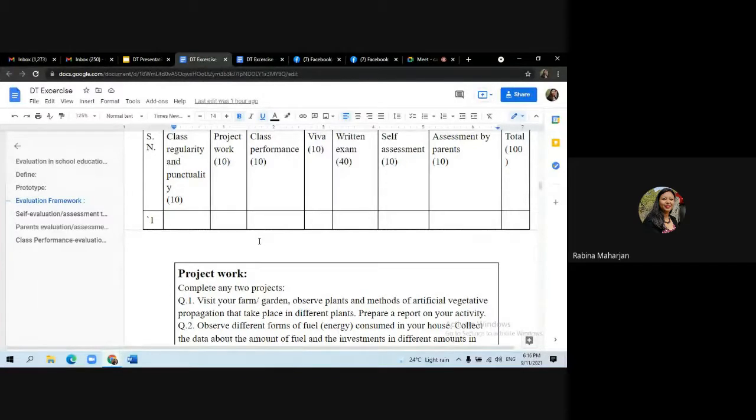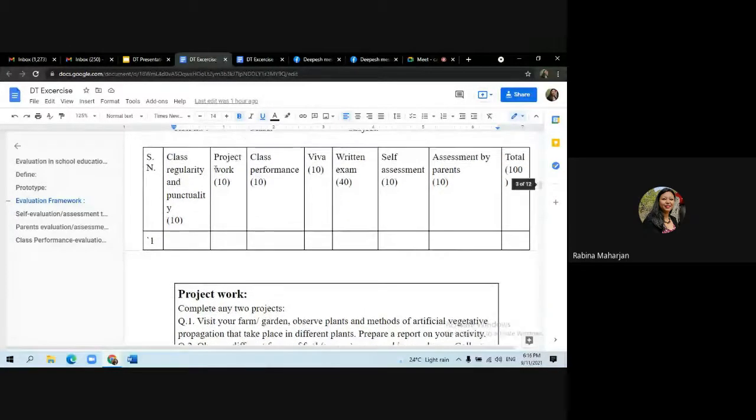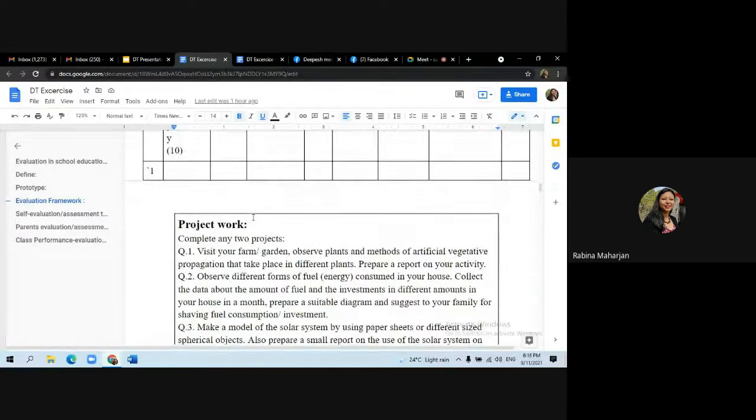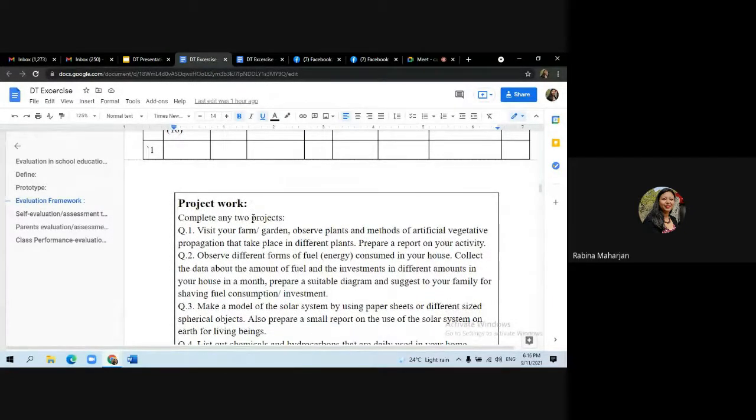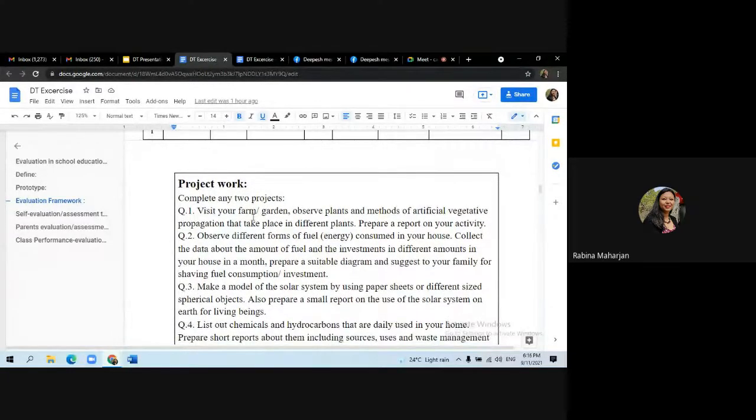For example, a project work that carries 10 marks in our framework can be given in the form of some model making. For example, we have given certain examples. Number one, visit your farm, garden, observe plants and methods of artificial vegetative propagation that takes place in different plants, and prepare a report on your own.